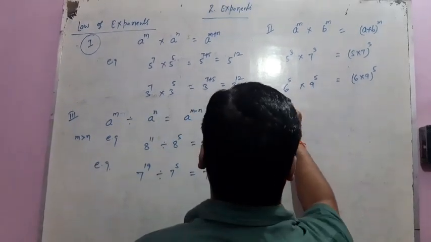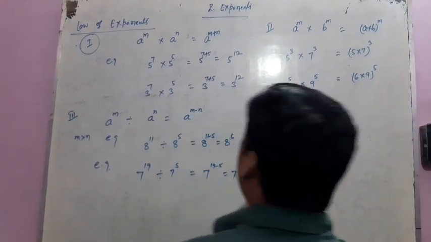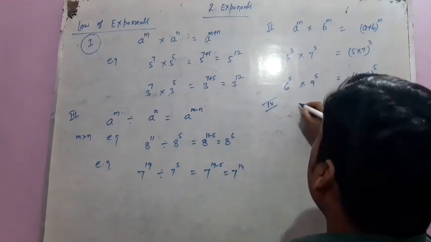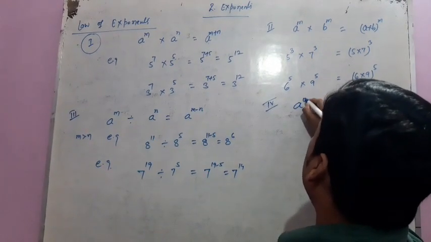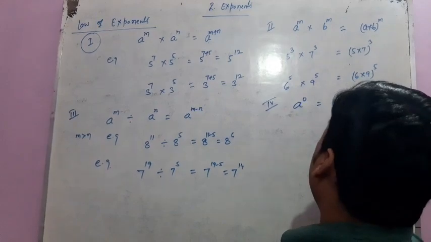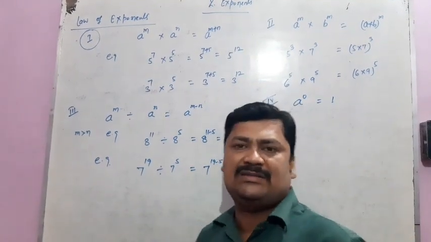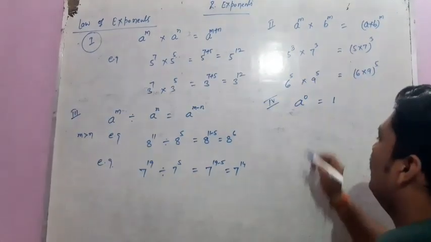Now rule number 4. Rule number 4 tells us that if a number has the power 0, that means its value is equal to 1. Any number whose power or exponent is 0, its value is equal to 1.